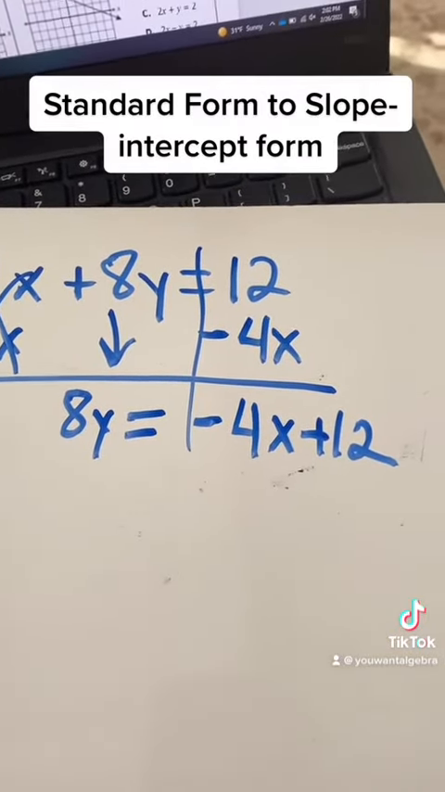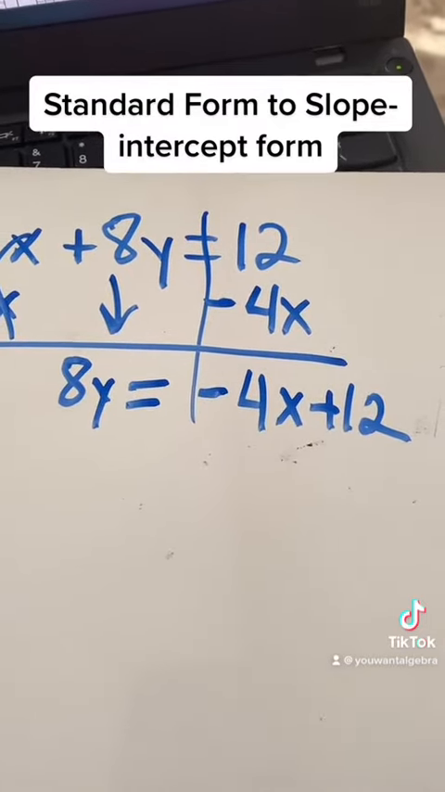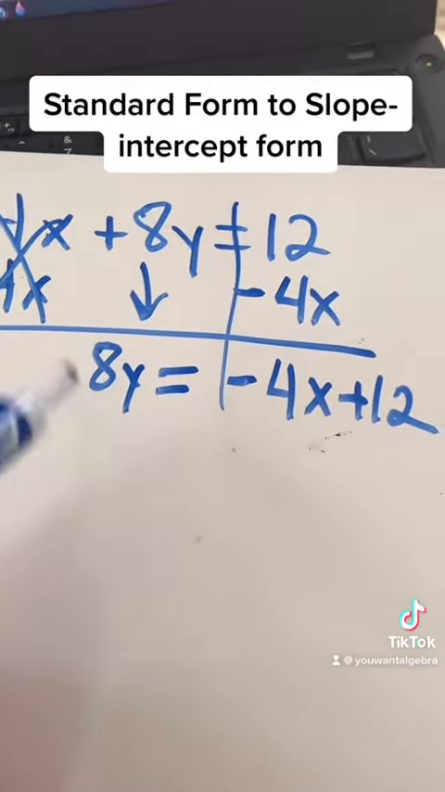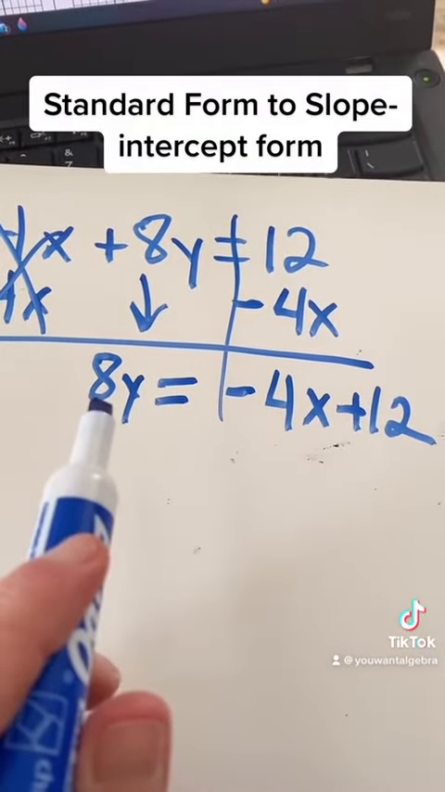All right, so I'm not done with this. I'm not saying, okay, my slope is -4 now. That doesn't work the way that you think it does. So I still have to get this 8 out of here. So in order for it to be the slope-intercept form, y has got to be all by itself.